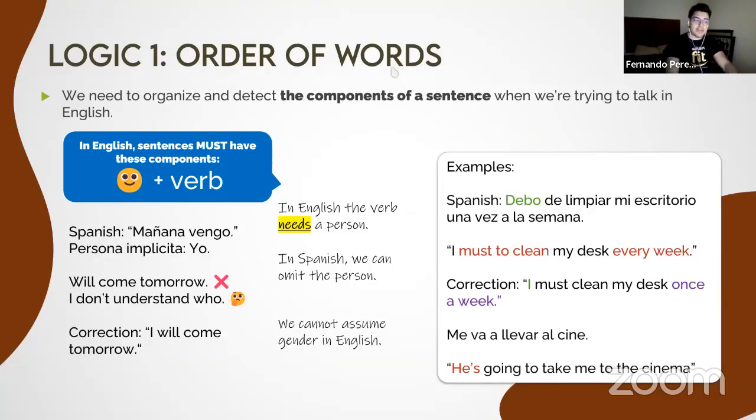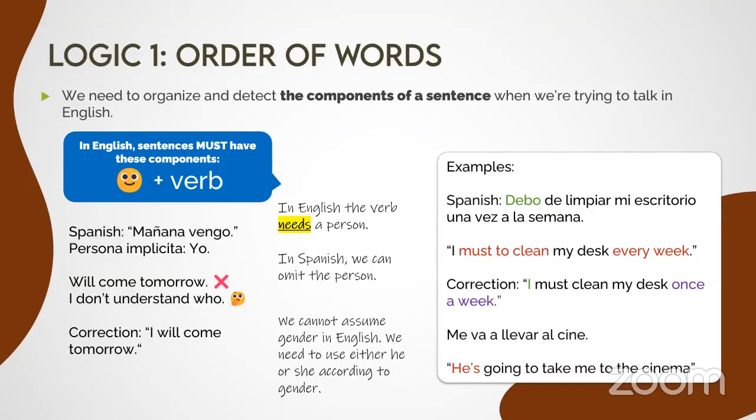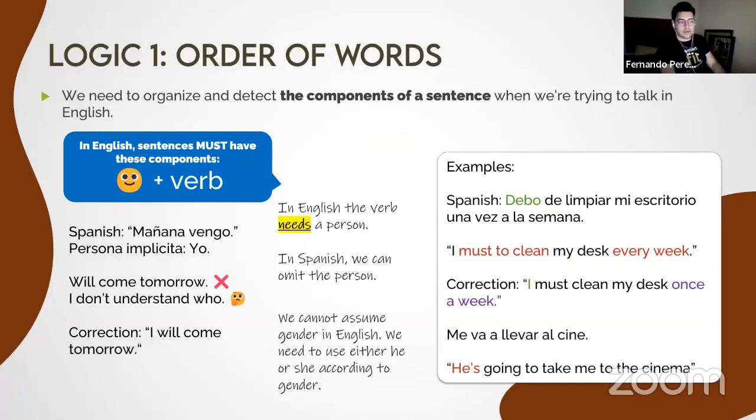If the person is human, we need to use either he or she according to gender. And for non-genders, for inclusion, there is a different set of genders, but that's a different story. First, let's dominate feminine and masculine, and then I tell you the rest.